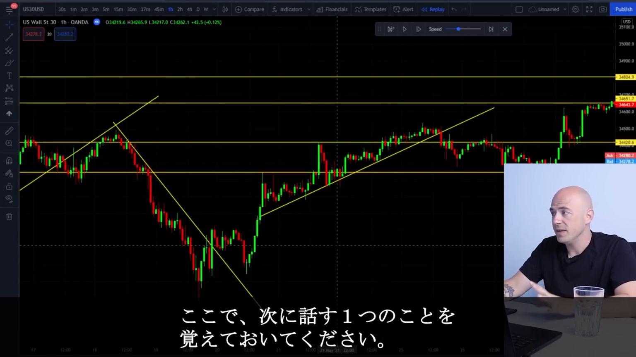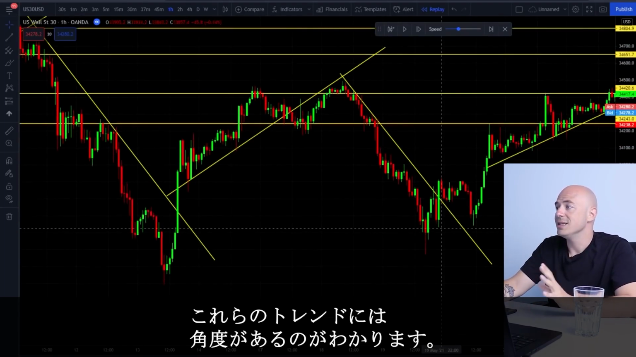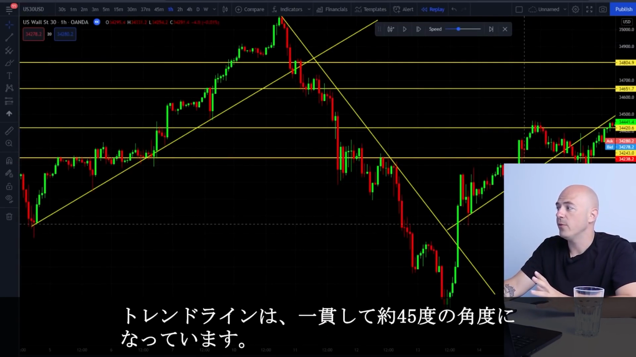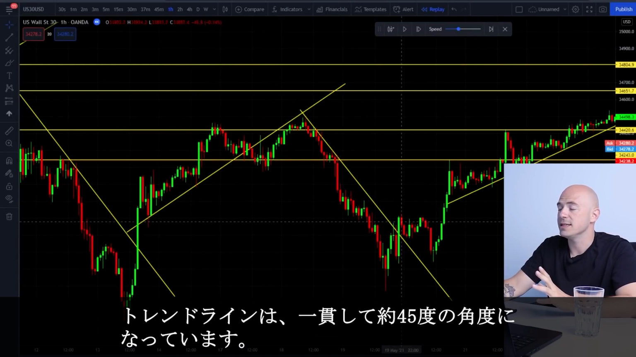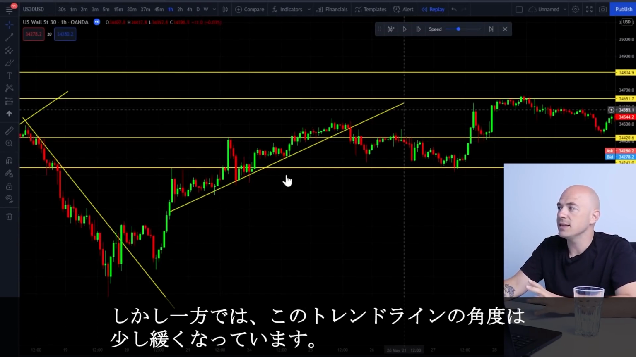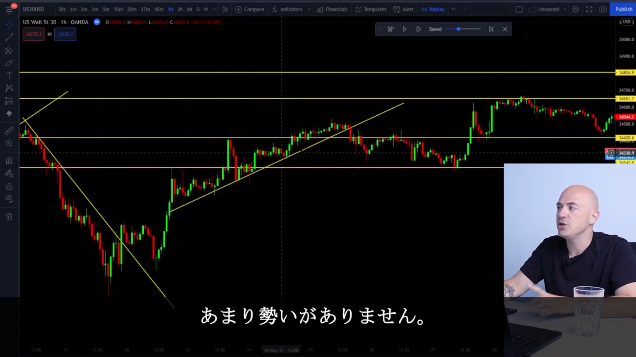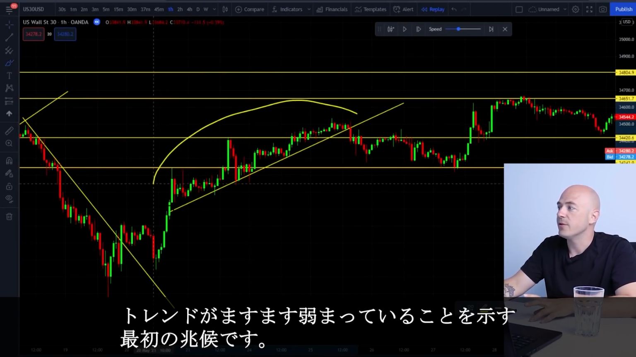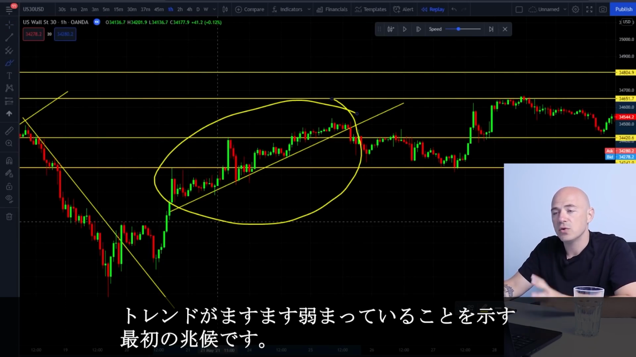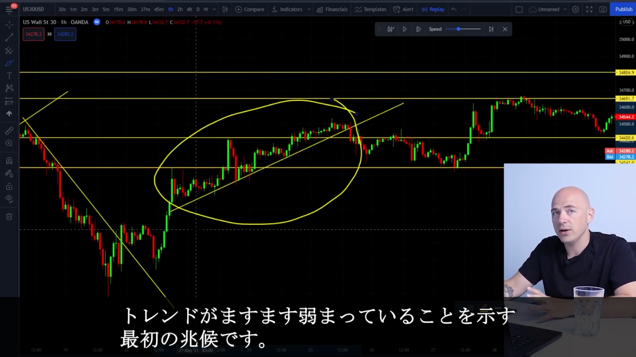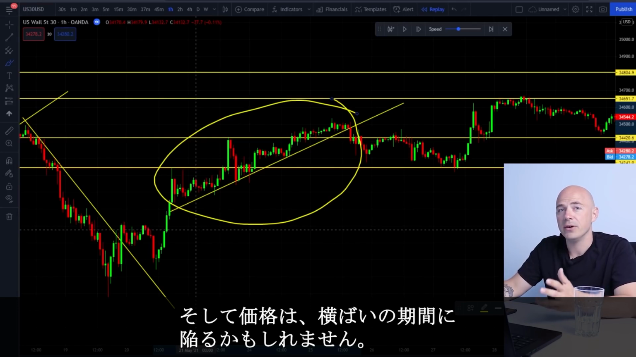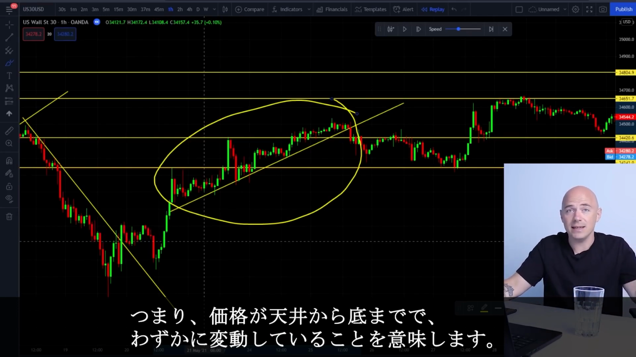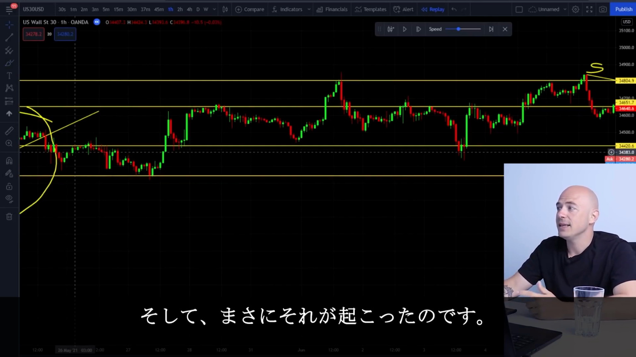Now, keep this one thing in mind. You can see the angle at which these trends are. We're getting about 45-degree angles consistently. But then this one gets a little bit slacker. There's not too much momentum. This right here is your first indication that the trend is getting weaker and weaker, and we may fall into a period of consolidation, meaning that the price is ranging very slightly top to bottom. And that's exactly what happened.